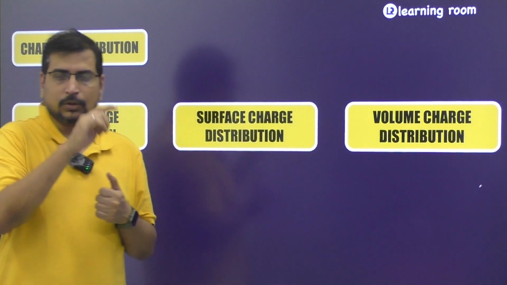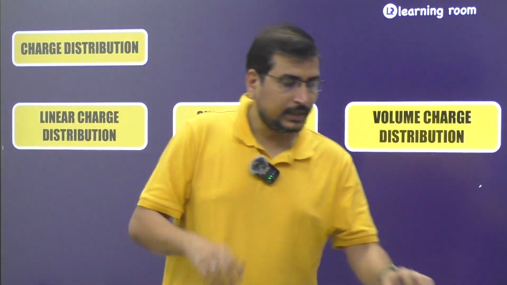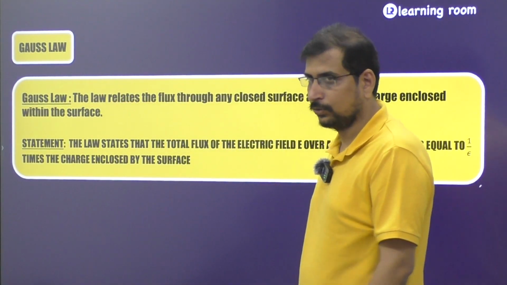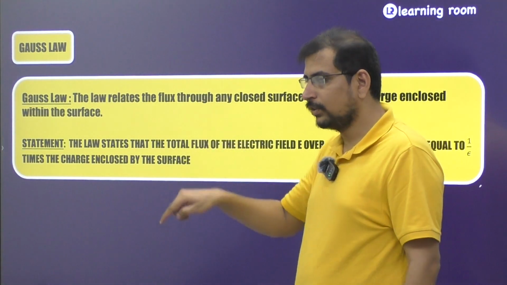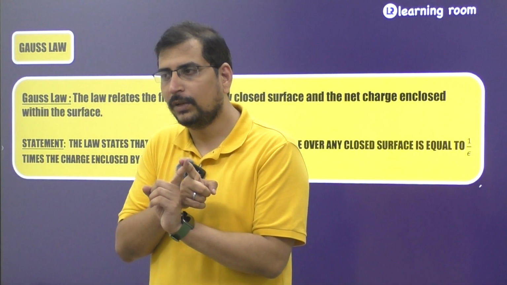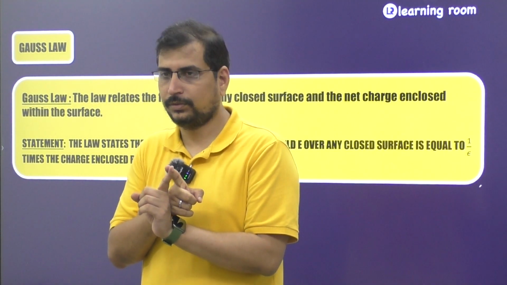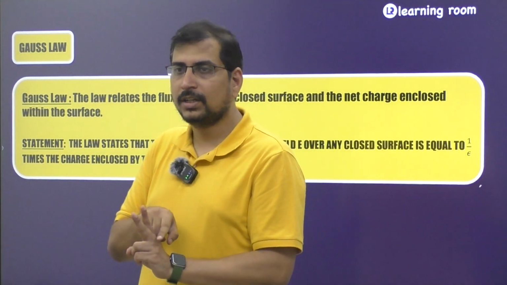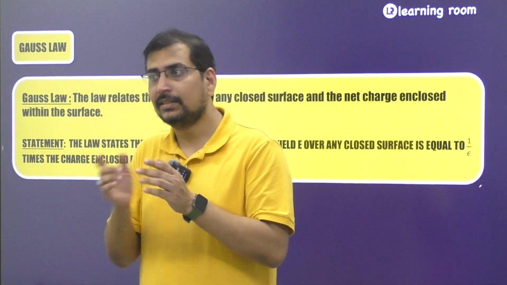After that, we saw the concept of electric flux, no? That electric flux relates to the concept called Gauss law. So there are two laws in this chapter. One is Coulomb's law and the second is Gauss law. Coulomb's law is applicable only where you have point charges, whereas Gauss law can be applied whether you have a point charge or an extended charge.